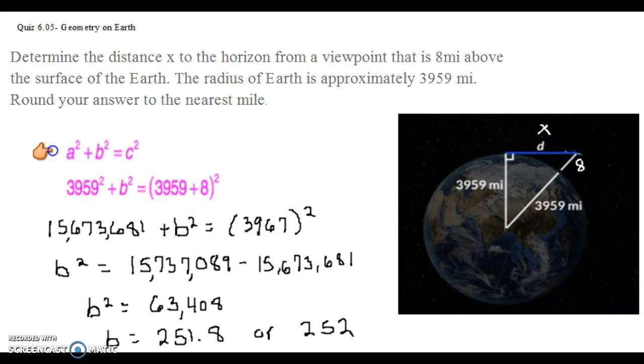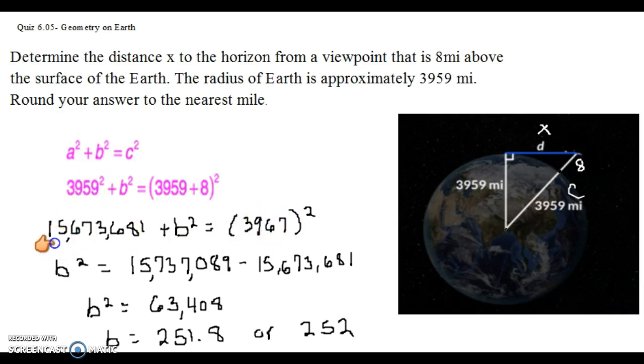So for all of these, you're going to use the Pythagorean theorem. A squared plus b squared is c squared. And this will always be your c squared right here, or your c value. Remember, the c value is always opposite the right angle, your hypotenuse. So you're simply going to plug in what you've been given, 3959 squared, plus b squared, or that's our x, that's what we're looking for, is equal to this distance. So we have to add 3959 plus 8. And that's going to give us 3967.